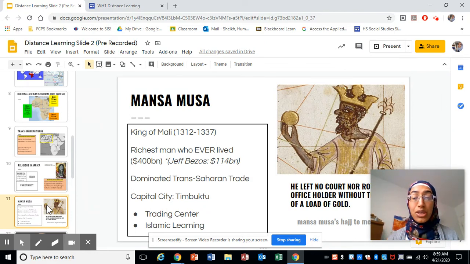One key person that you will have to remember, just because he's so awesome, is Mansa Musa. Mansa Musa was a king of one of those West African kingdoms, Mali, and he dominated that trans-Saharan trade with the salt and gold that he had in his area, and he also improved his capital city of Timbuktu. To give you an idea of just how rich this guy was, he is considered the richest man who ever lived. Historians estimate that he had about $400 billion in wealth. To give you an idea, the richest man in America, Jeff Bezos, founder of Amazon, has $114 billion. So Mansa Musa is incredibly awesome.